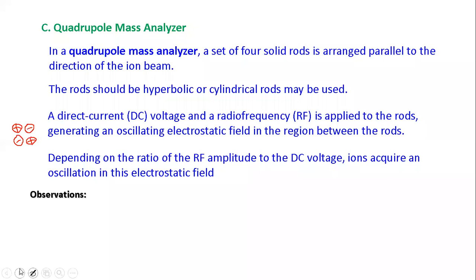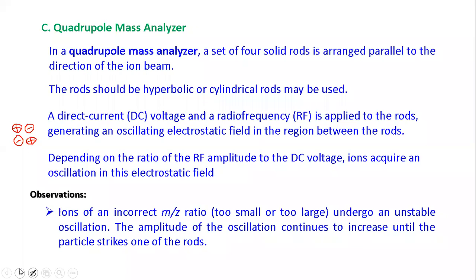Now, what are the observations we can expect? What we see is that the ions of an incorrect M by Z, too large M by Z or too small M by Z, undergo an unstable oscillation. The amplitude of the oscillation continues to increase until the particles strike the rod.